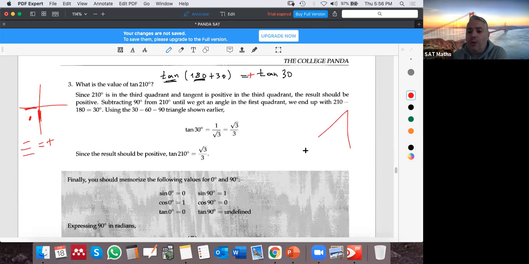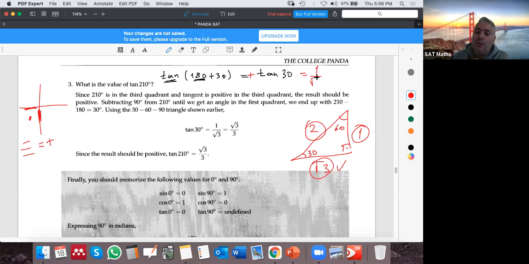I don't know. So let me draw a special triangle. 2, 1, √3. So this is 60, this is 30. Tangent 30 means opposite over adjacent. Adjacent is this one, not this. So the result is 1 over √3. If this is in the alternatives, take it. If not, multiply by √3. So it will be √3 over √9, so it will be √3 over 3, which is here.